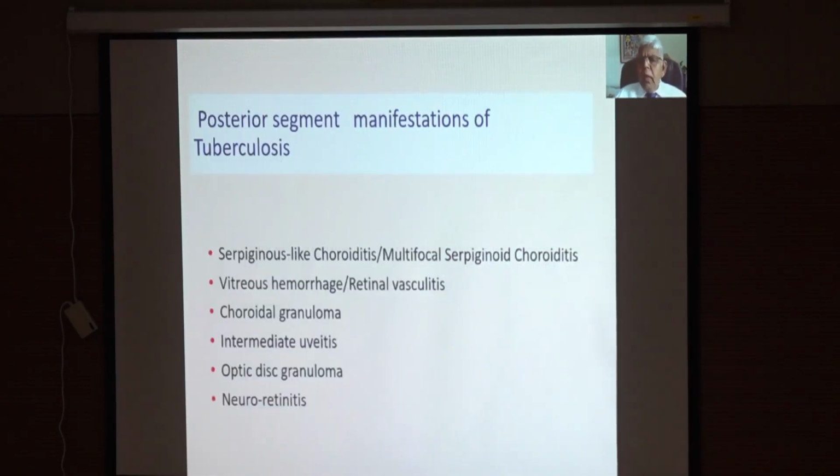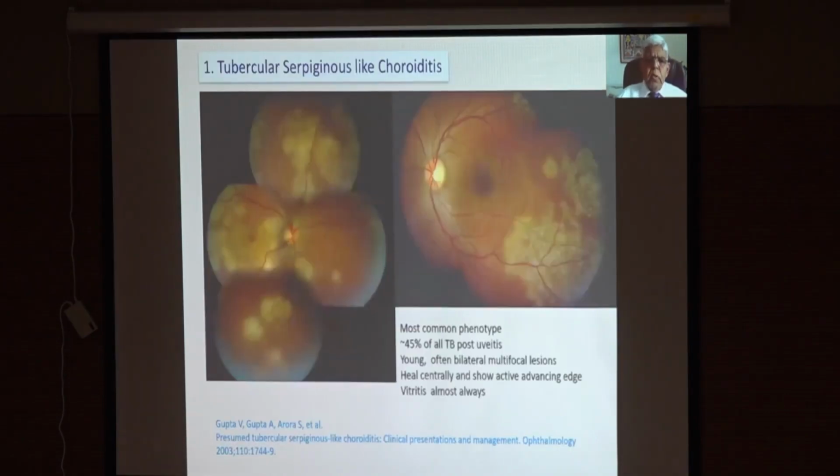Now, what are the clinical phenotypes? Most often, TB uveitis presents in the posterior segment as serpiginous-like choroiditis or vitreous hemorrhage, granulomas, and less commonly as neuroretinitis or intermediate uveitis. I'll share some examples with you. This was the commonest phenotype.